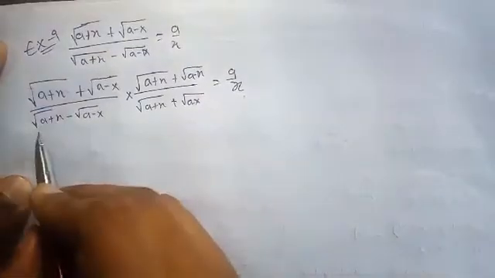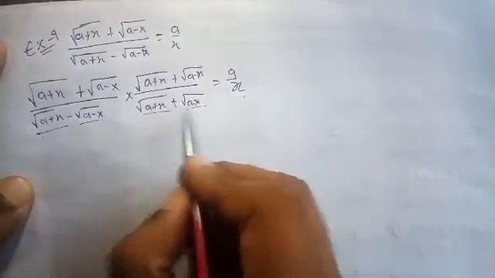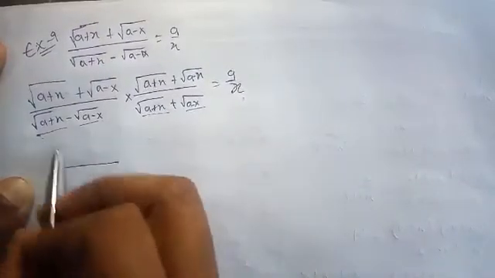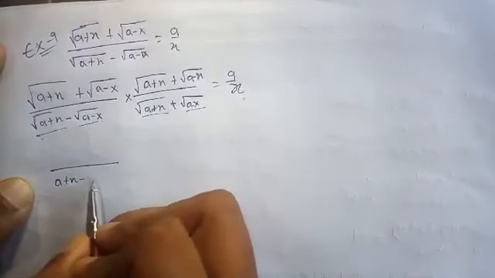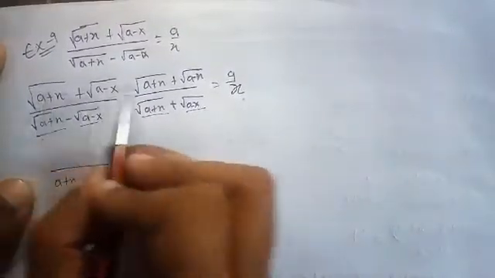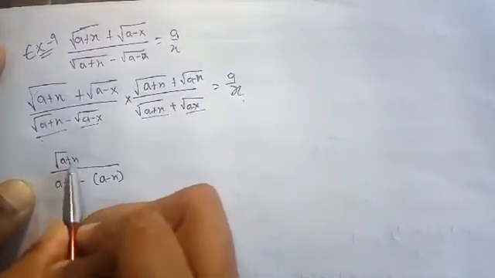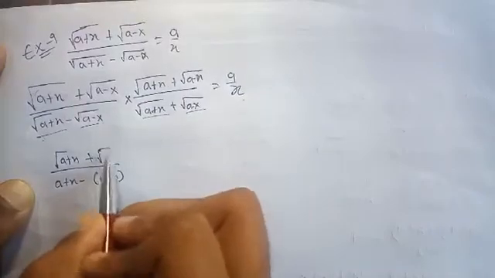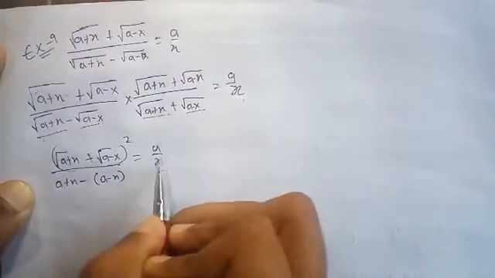Now if I rationalize this, this is a, this is b, this is a, this is b, so a minus b and a plus b, that becomes a square minus b square, so a plus x minus a minus x, and on the top there are 2 same brackets, so I can write root a plus x plus root a minus x whole square equals to a over x.